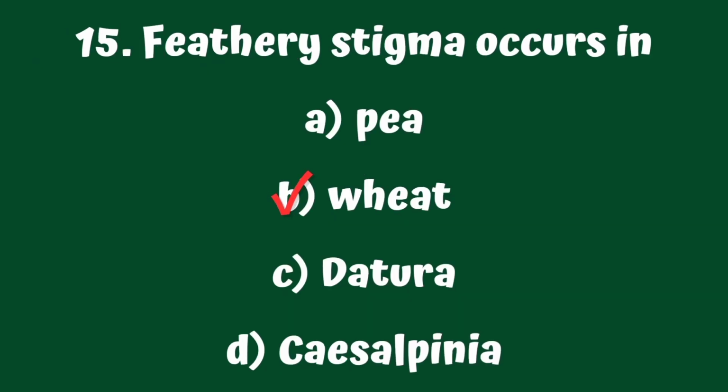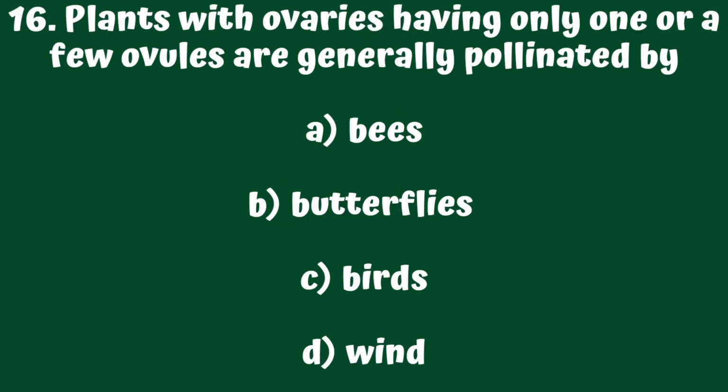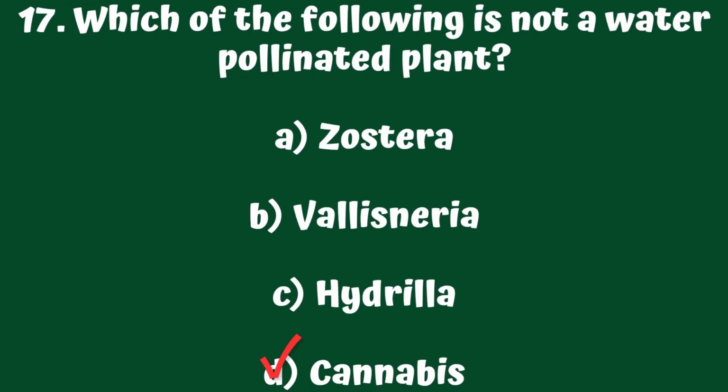Feathery stigma occurs in A. pea, B. wheat, C. datura, D. caesalpinia. Plants with ovaries having only one or a few ovules are generally pollinated by A. bees, B. butterflies, C. birds, D. wind. Which of the following is not a water pollinated plant? A. Zostera, B. Vallisneria, C. Hydrilla, D. Cannabis.